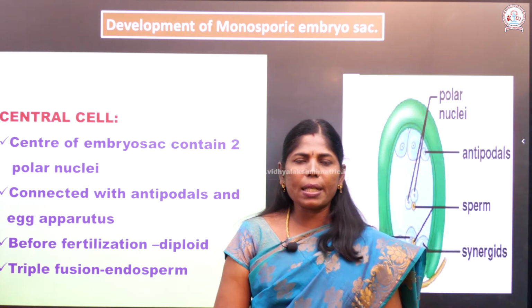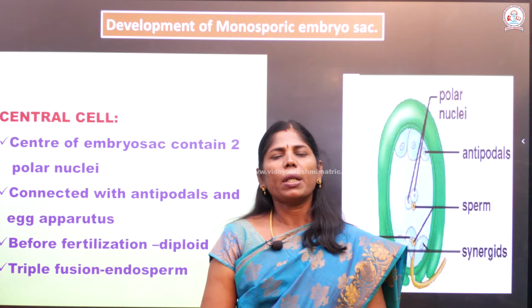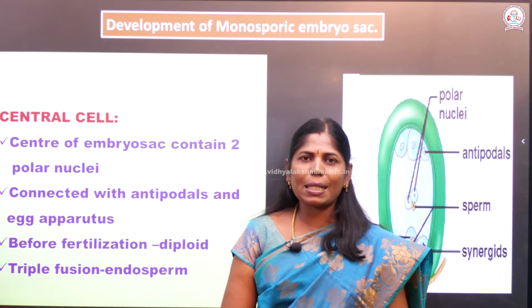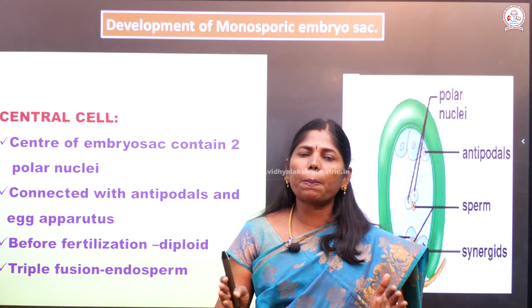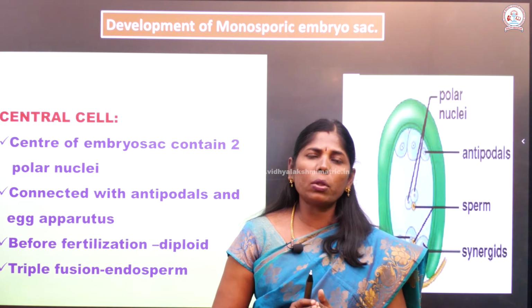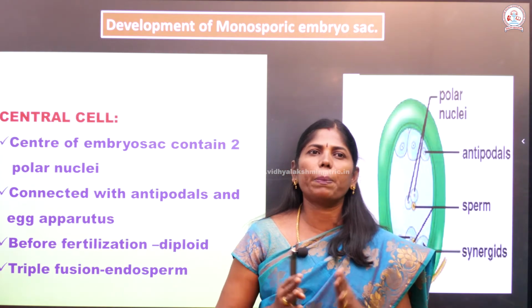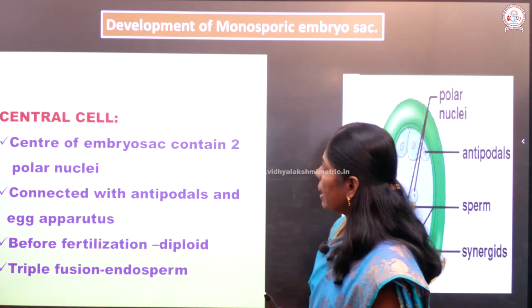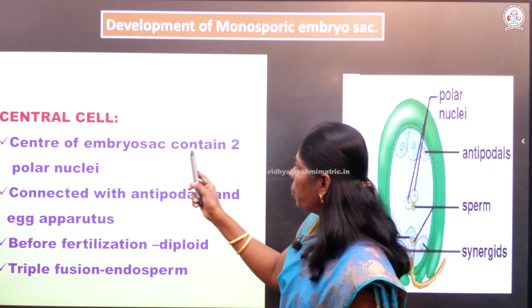So during fertilization, during double fertilization, the second male gamete fuses with the secondary nucleus to form a triploid, okay. That is how the endosperm is formed. The endosperm also supplies nutrition to the developing embryo, okay. So the center of the embryo sac contains two polar nuclei.